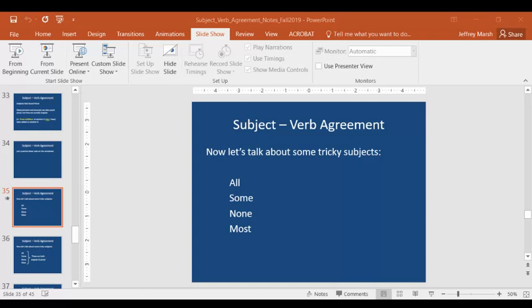So once again, only with those four words do I have to look at the prep phrase. Otherwise, I'm going to ignore the prep phrase. It's only there as a trap.